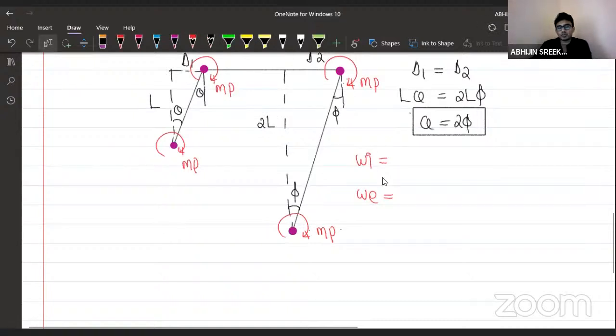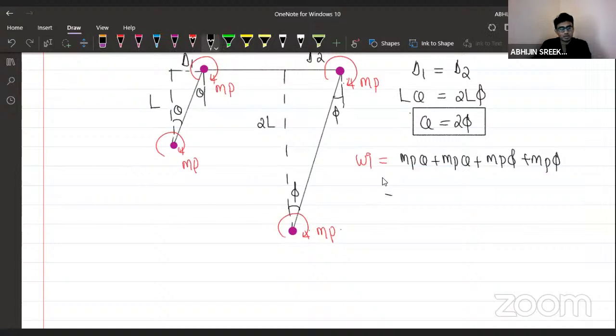You can write it in terms of theta also, no issues are there. Yes, internal work done, right? MP into theta plus MP into theta plus MP into phi plus MP into phi. I'll write it in terms of phi, theta. So 2 MP into theta plus 2 MP into phi. Theta is equal to 2 phi, so I can say phi is equal to theta by 2. But I'm going to write it as theta by 2.